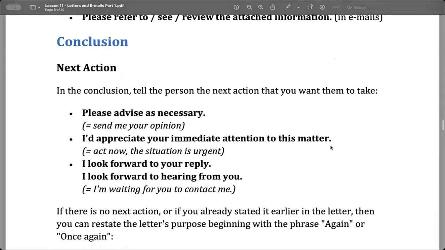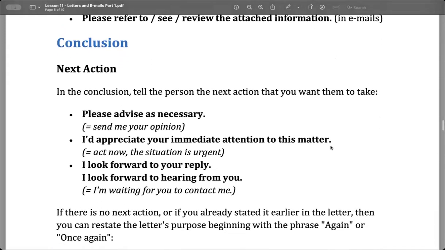Conclusion, next action. In the conclusion, tell the person the next action that you want them to take. Please advise as necessary. Send me your opinion. I'd appreciate your immediate attention to this matter. Act now, the situation is urgent. I look forward to your reply. I look forward to hearing from you. I'm waiting for you to contact me.